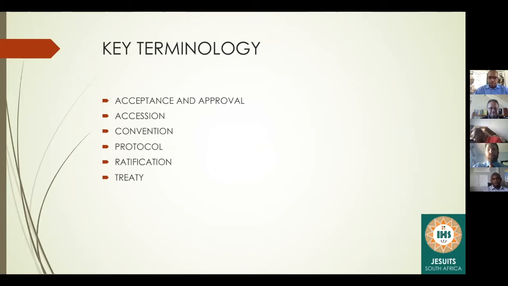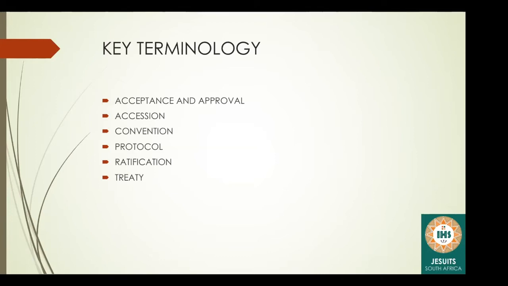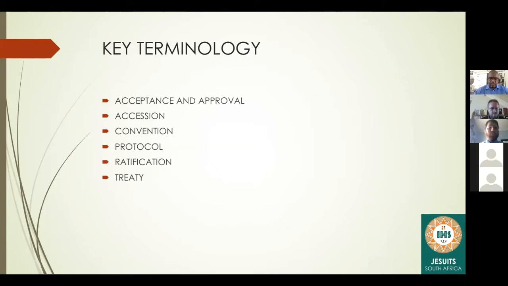Yes. So when we talk of acceptance and approval of either a convention, a protocol, or a treaty, the 1969 Vienna Convention on the Law of Treaties basically explains it as a situation whereby a state establishes on an international plane its consent to be bound by that convention or by that treaty. Accession and ratification are more or less explained as the same, if one may put it that way.